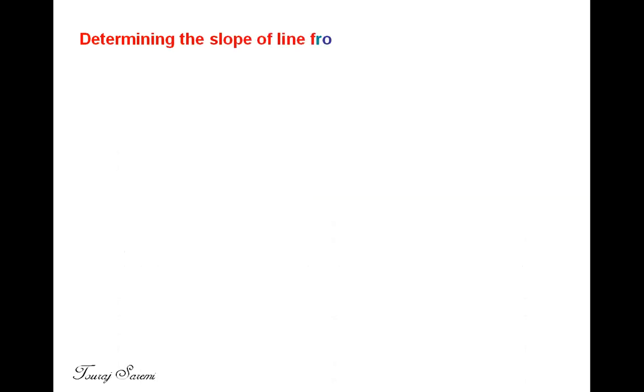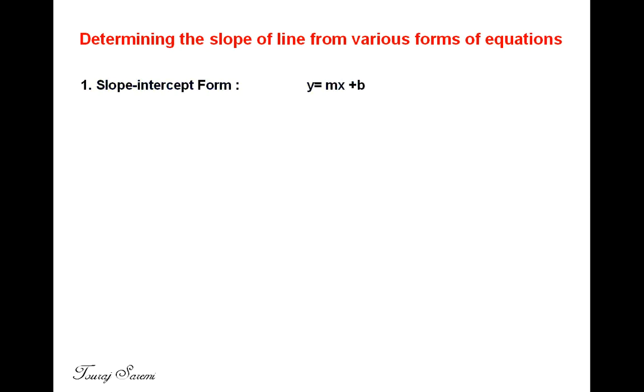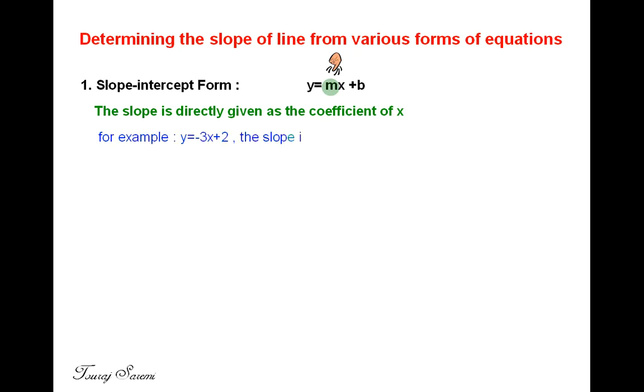Determining the slope of a line from various forms of equations. 1. Slope-intercept form. The slope is directly given as the coefficient of x. For example, for y equals minus 3x plus 2 the slope is minus 3, and the slope of y equals x is 1.